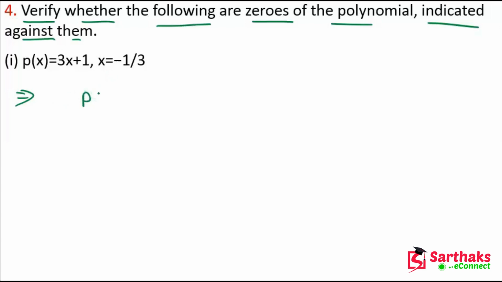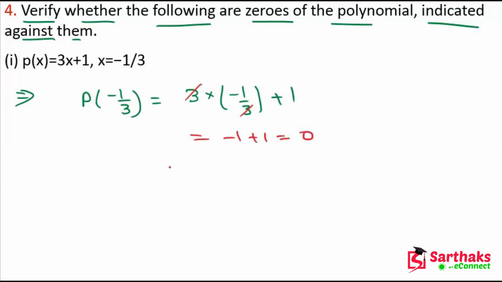Okay, now let's see my dear friend. So now we have to find the value of this polynomial at x is equals to minus 1 upon 3. So 3 into minus 1 upon 3 plus 1. Okay, so this 3 and this 3 will be cancelled, so we get minus 1 plus 1 which is equals to 0. So my dear friends, we can say that minus 1 upon 3 is a zero of p of x. Okay, I hope you get this point my dear friends.